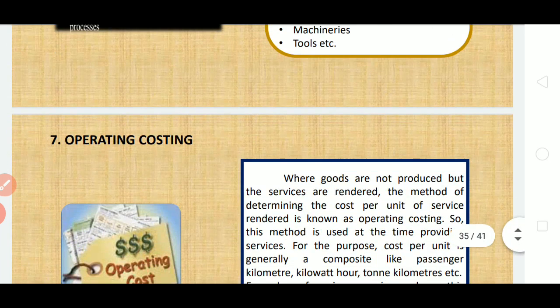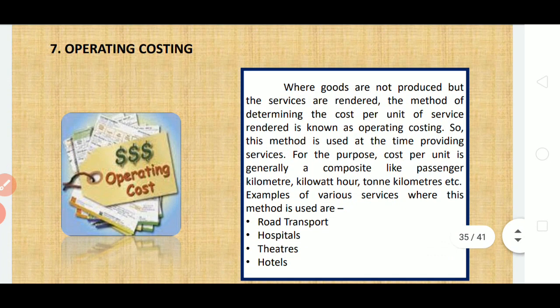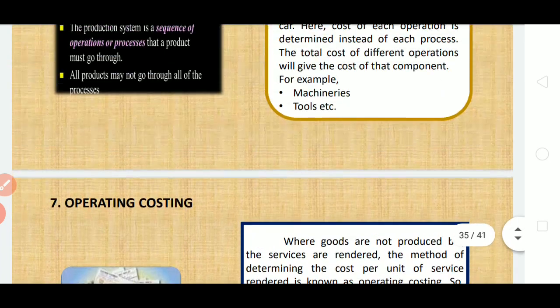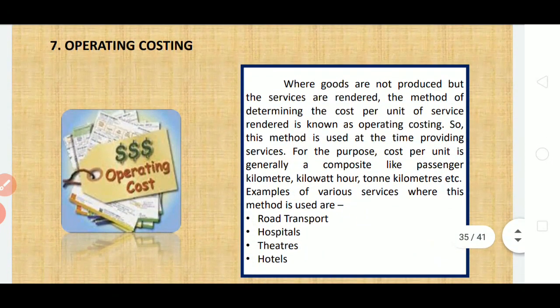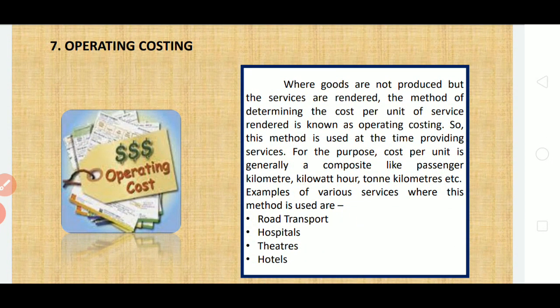Now the next method is operating costing. Students, our previous method was operation costing and our next method is operating costing. There is a huge difference between these two methods, where goods are not produced but services are rendered. Must remember, where you do not manufacture goods but provide services, at that time the method of determining the cost per unit of service rendered is known as operating costing.